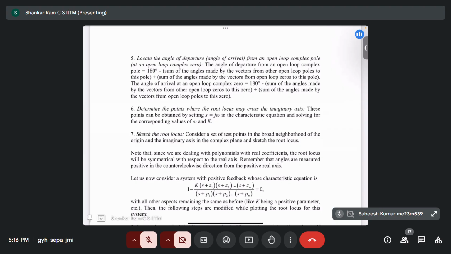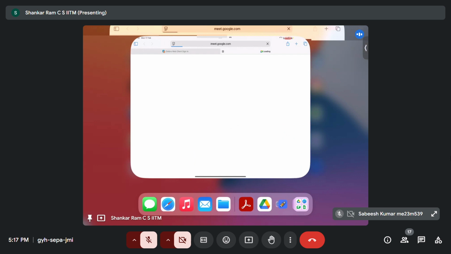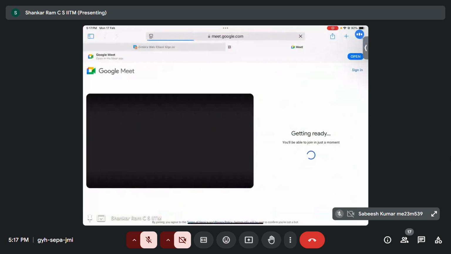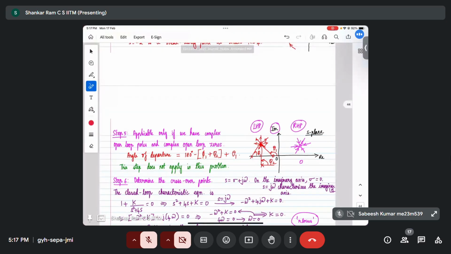Now, what is the fifth step? Once again, we do not read what is within the parenthesis at the top, in italics. We locate the angle of departure from an open loop complex pole. How do we calculate it? The angle of departure from an open loop complex pole is 180 degrees minus the sum of the angles made by the vectors from other open loop poles to this pole, plus the sum of the angles made by the vectors from open loop zeros to this pole. How did we get this formula? Let's understand the intuition behind this.